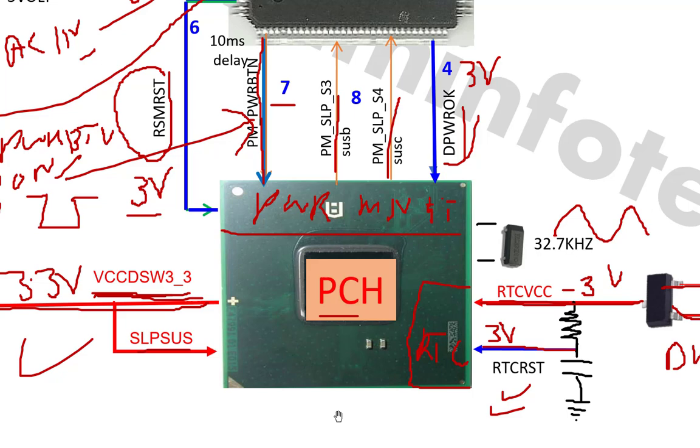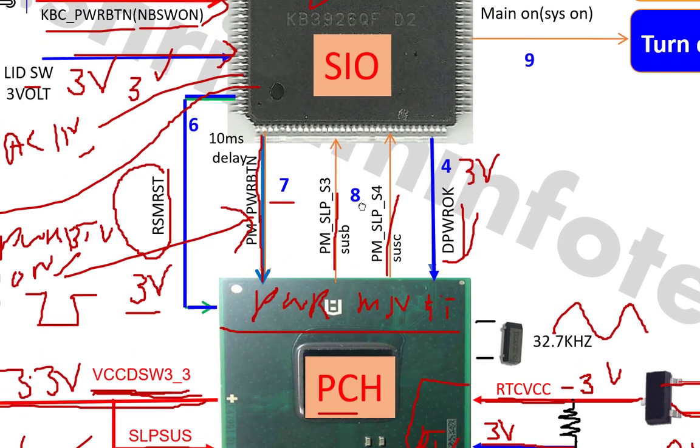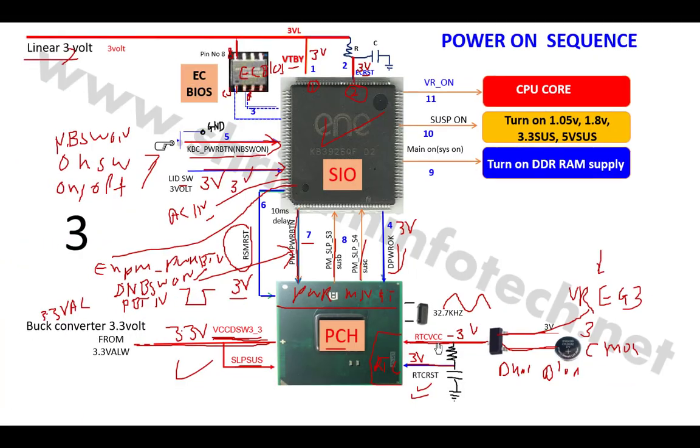So you have to replace the PCH, but before replacing you have to make sure of a few signals. PCH should get VCC DSW, RTC VCC, RTC reset, RSM RST, PM power button, and DPWR are okay. If all the signals are going to the PCH properly, then PCH has to respond. If the PCH does not respond, then in that case you have to replace the PCH. Okay, so remember, this signal becomes a 3 volt.